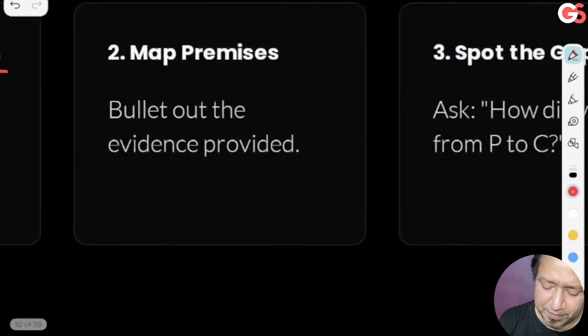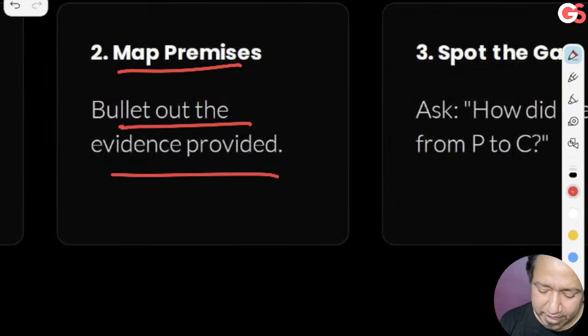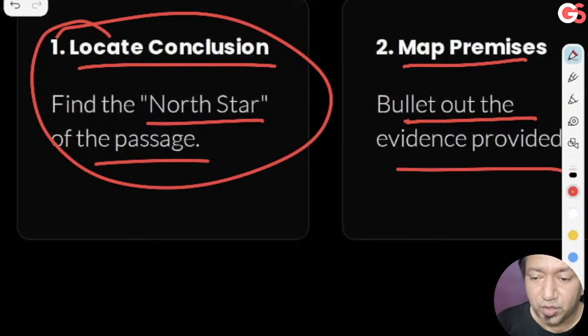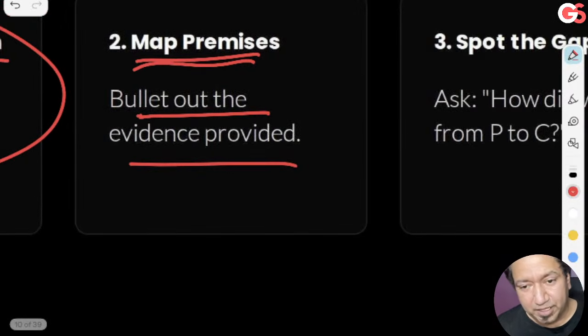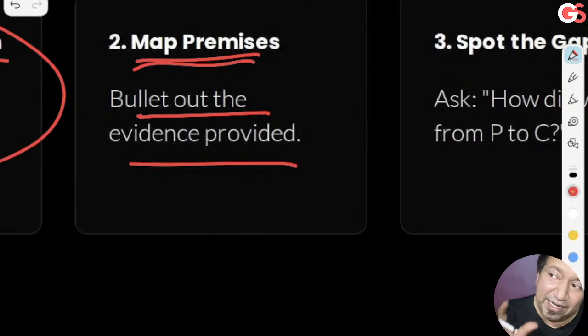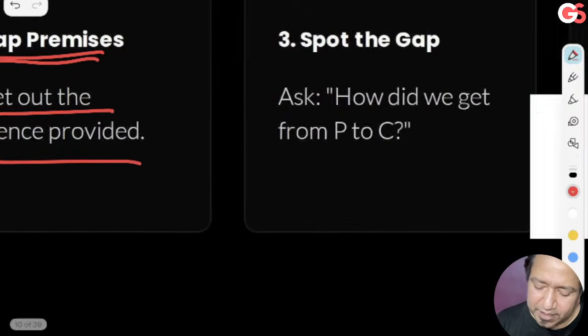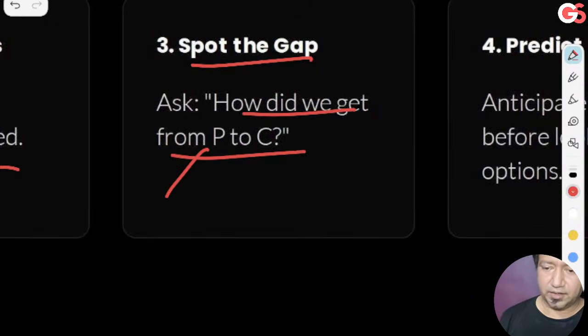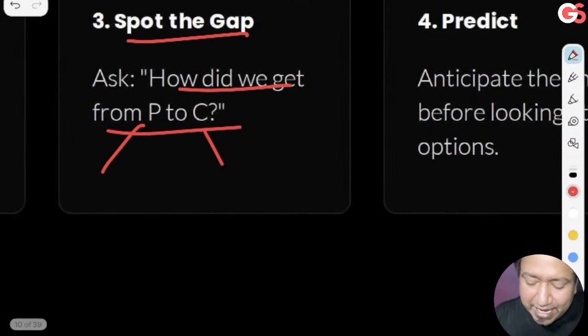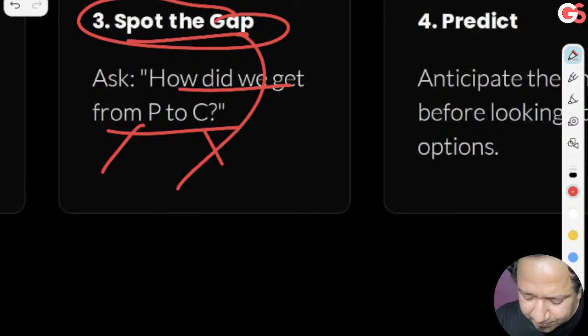Second step is map the premises, bullet out the evidence provided. Okay, so when you have located the conclusion, now you have to look at how the author has reached that conclusion, and that is how you will map the premises. Okay, there can be multiple premises. Probably you will get one premise in every paragraph, maybe two premises in one paragraph. Do you understand that? Also in every paragraph you might find a conclusion which will act like a premise later on. All right. Third is spot the gap. Ask, how did we get from P to C? P is the premise, C is the conclusion. Okay, how did you get from the premise to conclusion? And this gap is basically the assumption.